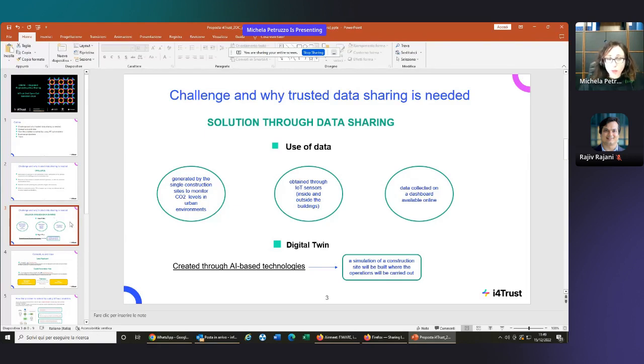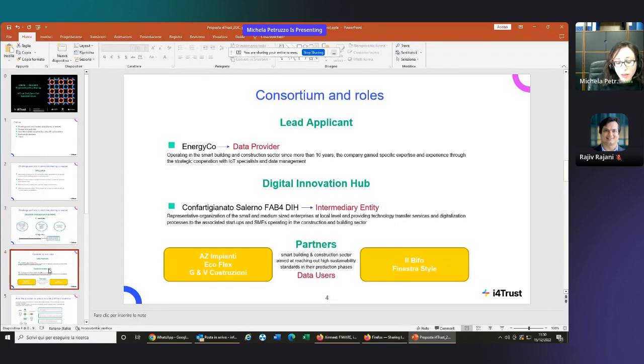We want to use data, collecting the data obtained through the use of IoT sensors inside and outside the buildings, in order to create a digital twin. The data generated by the single construction site, also in order to monitor CO2 levels in environments, will be collected on a dashboard, and a digital twin will be created in order to simulate a construction site and monitor all the operations and achieve the best possible models in terms of efficiency and sustainability.